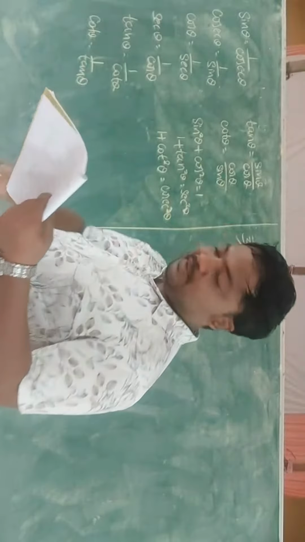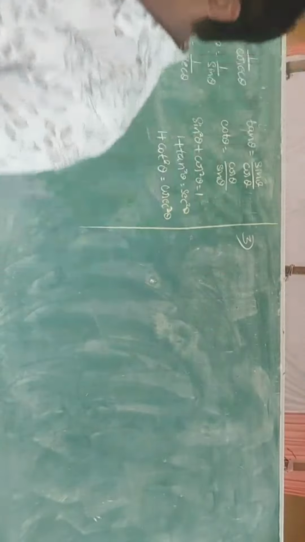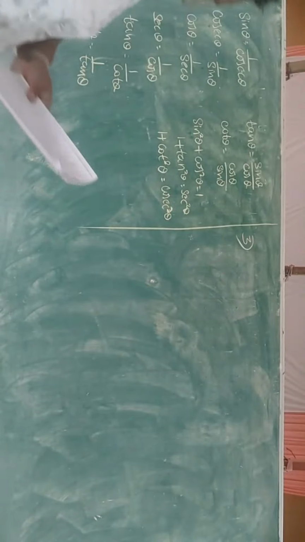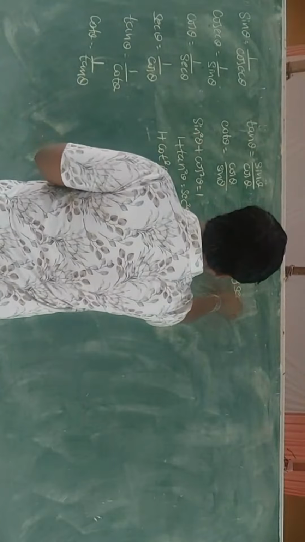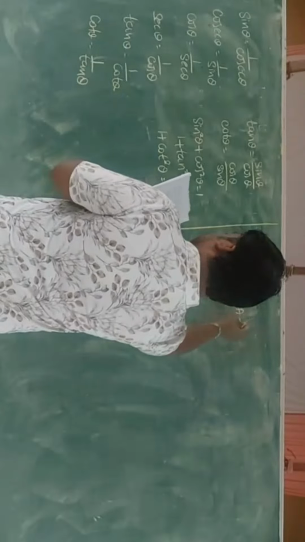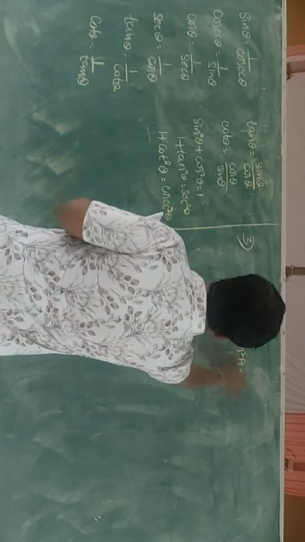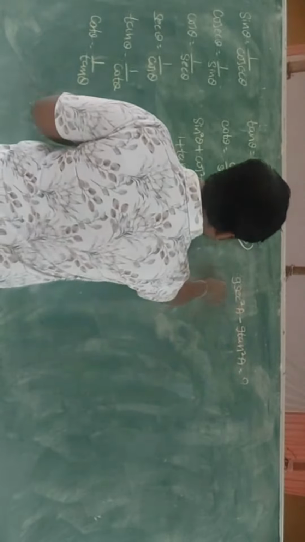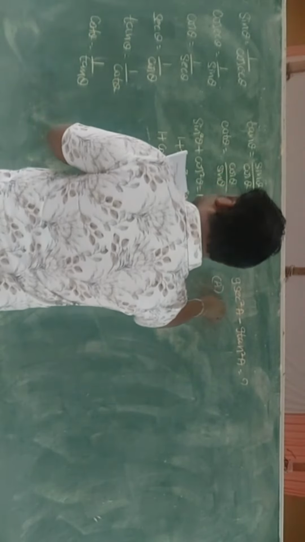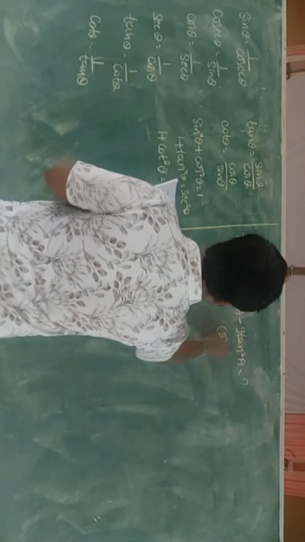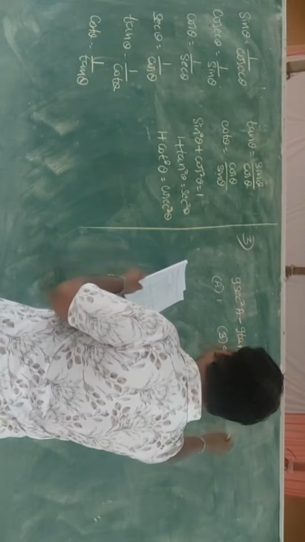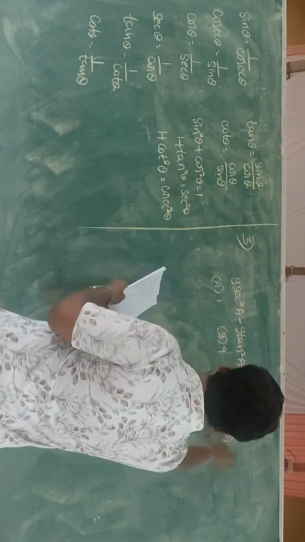Third one. Choose the correct option. Justify your choice. 9 sec square A minus 9 tan square A is equal to question mark. Option A is 1. Option B is 9. Option C is 8. Option D is 0.